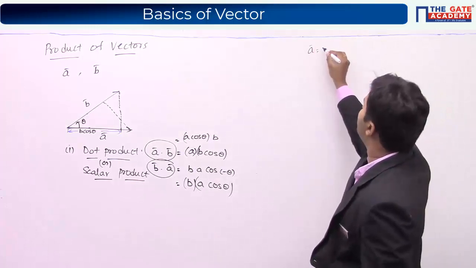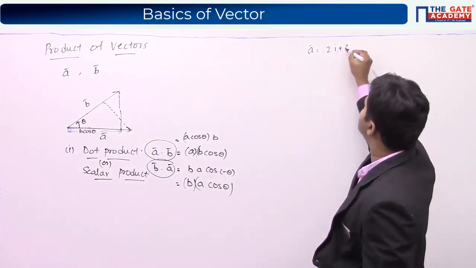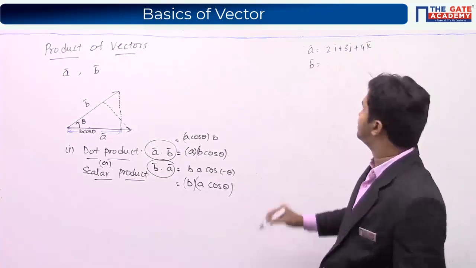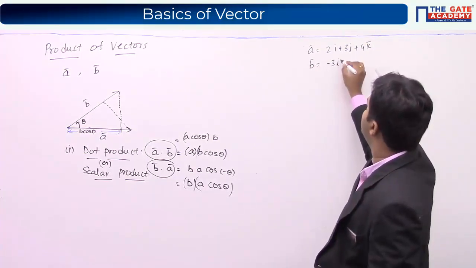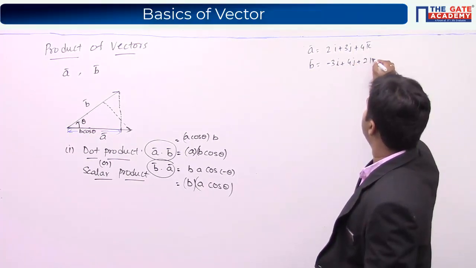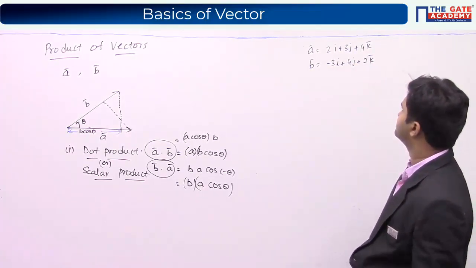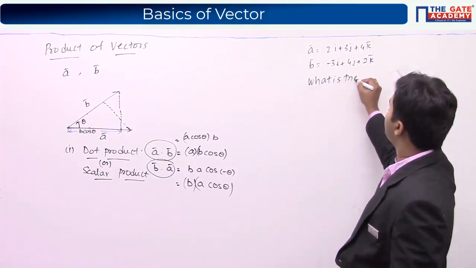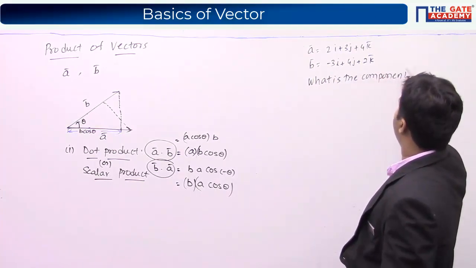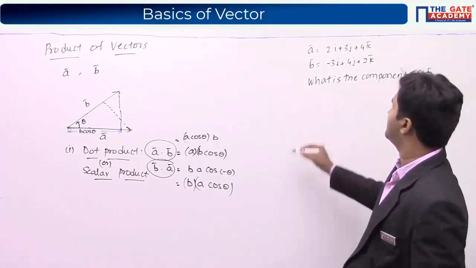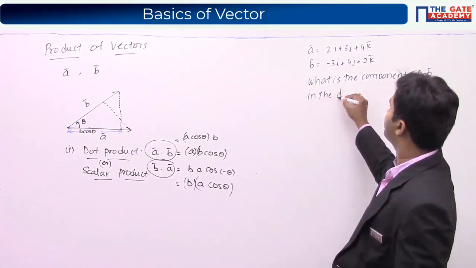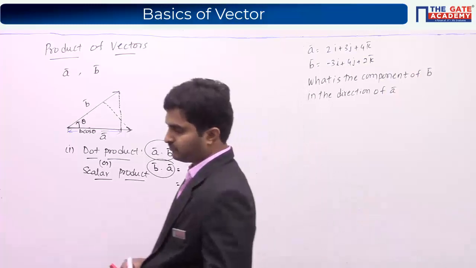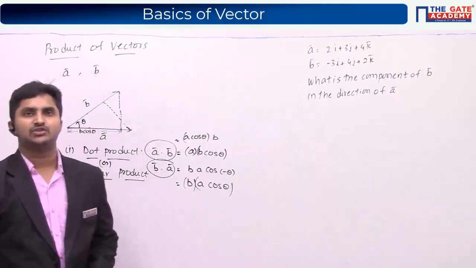If I have two vectors, A bar which is given by 2i plus 3j plus 4k, and another vector B bar which is given as, let us say, minus 3i plus 4j plus 2k, then what is the component of B in the direction of A?